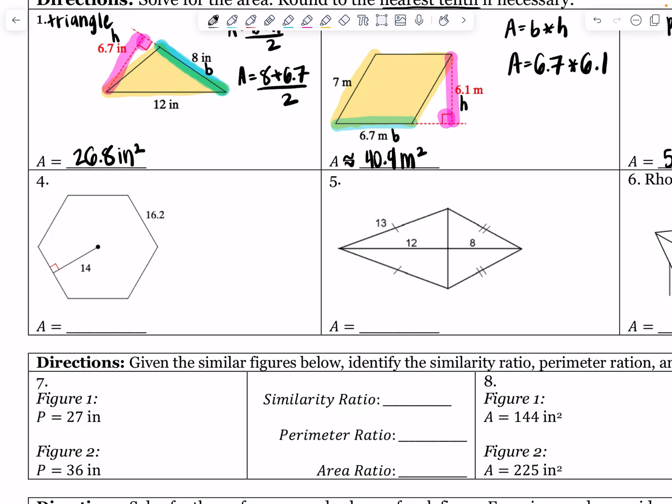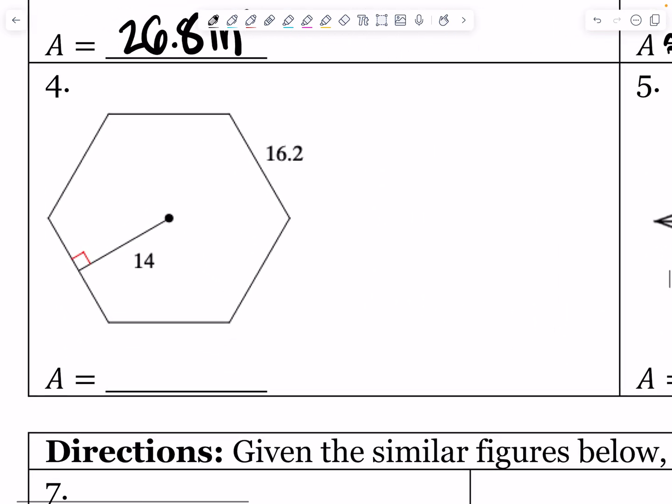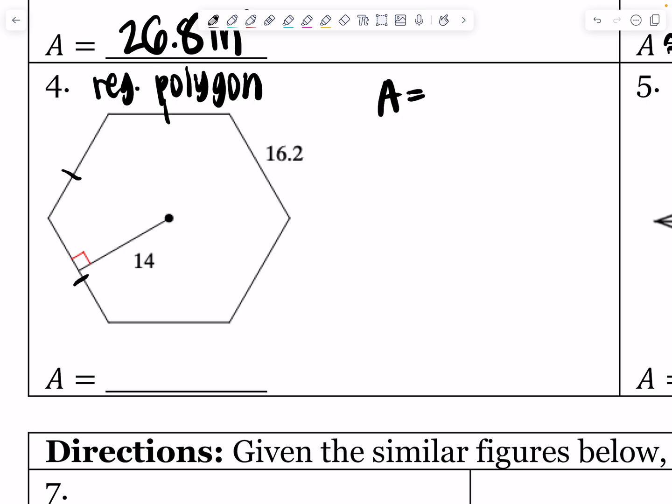All right, number 4. Now, number 4, we talked about this in class. This one's not on your formula sheet. If I gave you a regular polygon, we really would need to be told that from the beginning in the directions, where all the sides are congruent. 1, 2, 3, 4, 5, 6. And so I'd tell you it's a regular polygon, and it'd also give you the formula if I gave you a problem like this, but it's your apothem times your perimeter divided by 2.